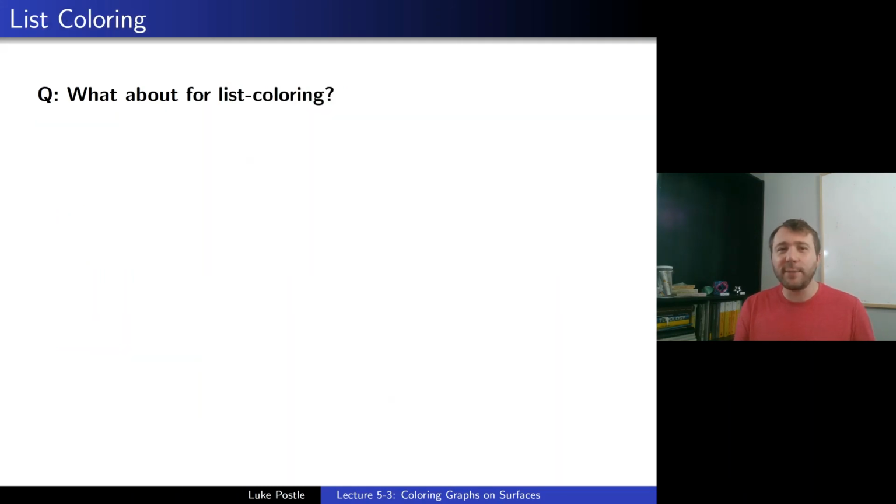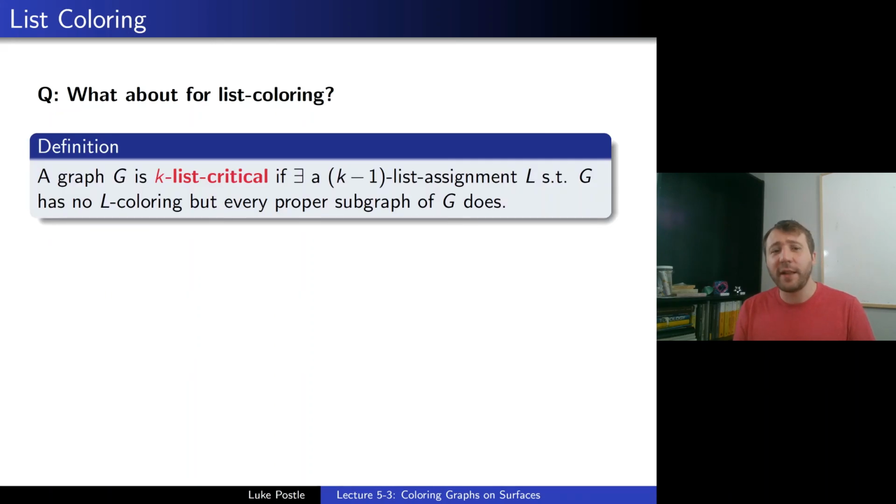In my last slide, let me talk about list coloring. So what about for list coloring? So do all of these extend, right? So we talked about on the plane about coloring and girth, higher girth, and list coloring as well. What about for the surface stuff? Well, you need a new definition of critical, right? So we say a graph G is k-list-critical if there's a (k-1)-list assignment L such that G has no L-coloring, but every proper subgraph of G does.